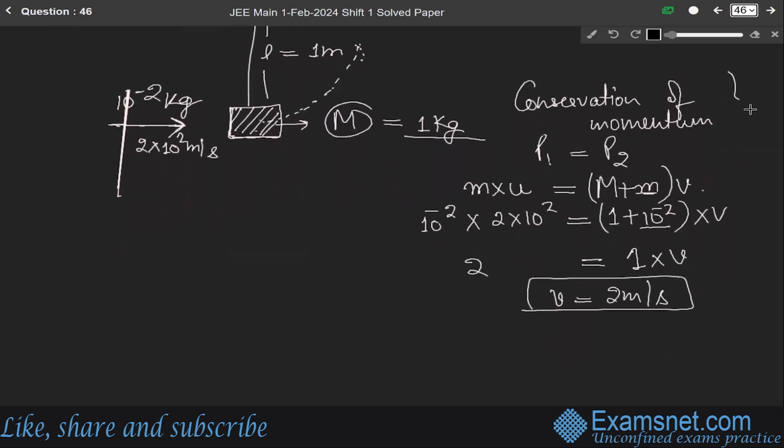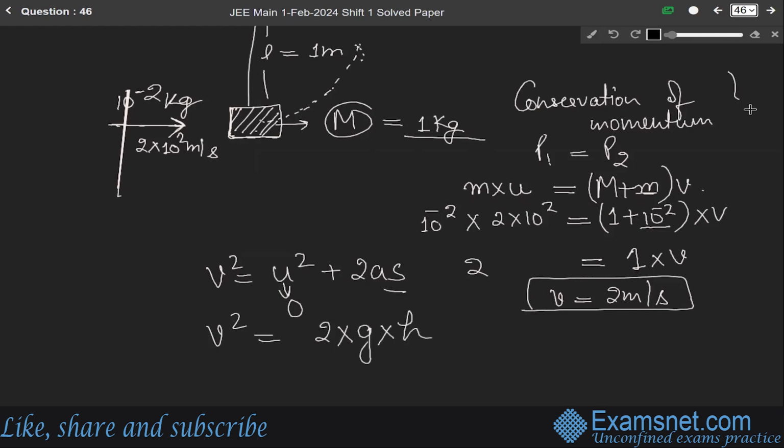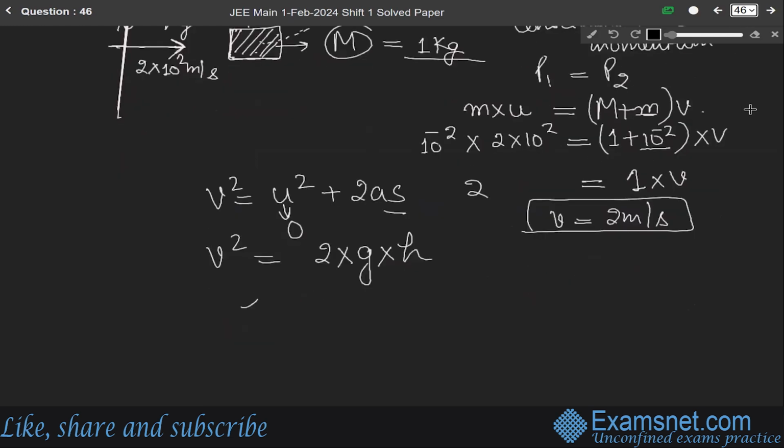Using laws of motion, that is v square equals u square plus 2as. Here the initial velocity is 0, since it starts from rest. So the final velocity v square will be equal to 2 into acceleration, meaning gravity, into s. s is the height here. So we write h equals v square over 2g.